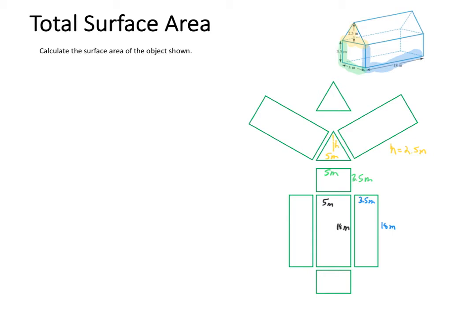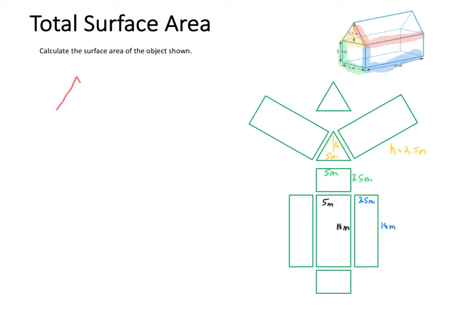Now the last measurement I need to add in is my rectangular sides of the triangular prism. So it is going to be 18 meters long, and the width of that is going to be the side of my triangle, which I currently do not know, but I can calculate the side of my triangle using Pythagoras.